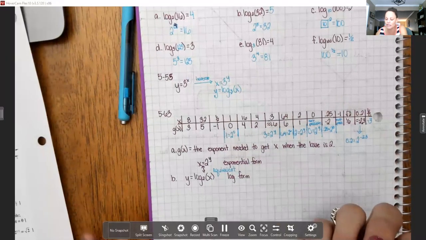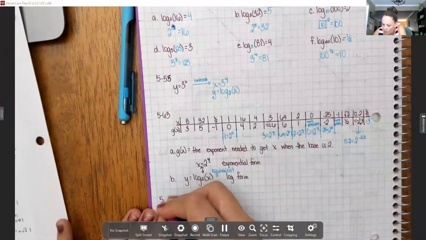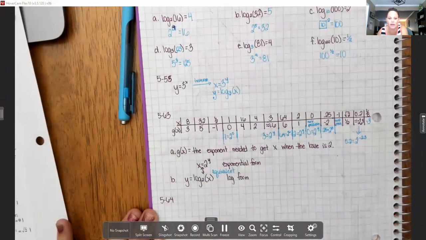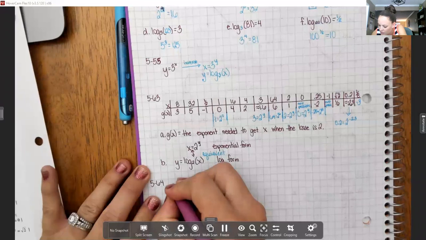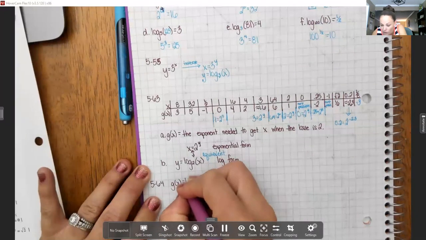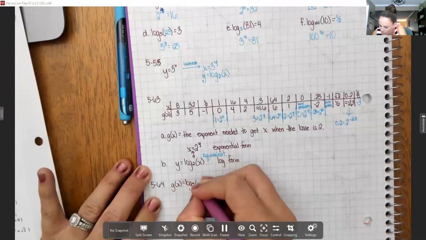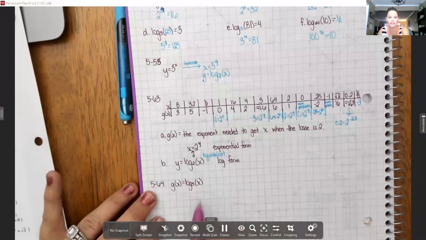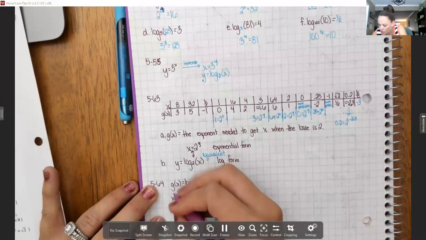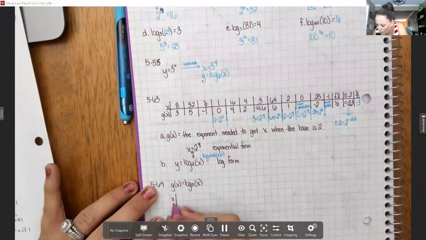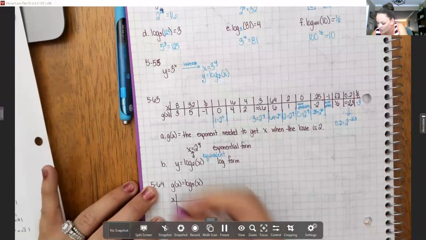So on problem 64, I don't want to do the whole thing because it's very similar and it's filling in a table. It says Lynn is supposed to fill in a table for g of x equals log base 5 of x. So they're giving us that it's a log equation. She thinks she can use the log button on her calculator. So I'm just going to not copy this whole table down.